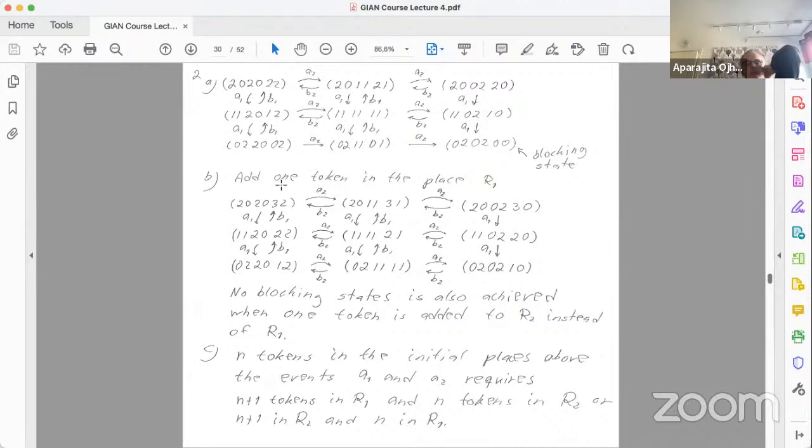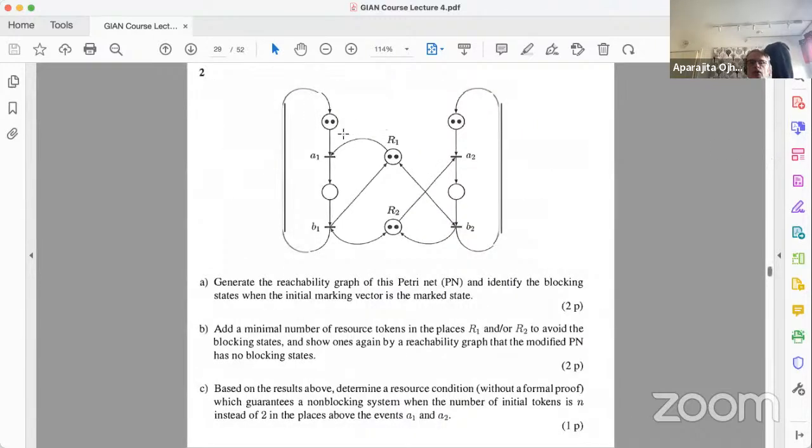Okay, so I say here simply that if I add 1 token in the place R1, I can show that I avoid the deadlock. Or no blocking state is also achieved when 1 token is added to R2 instead of R1. So obviously here it's enough that you have 1 more token in either R1 or R2.